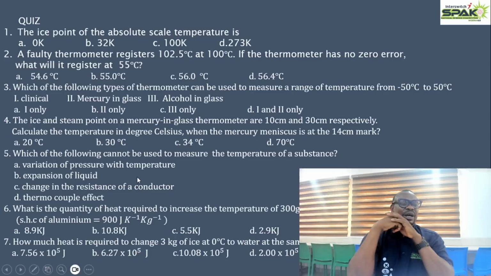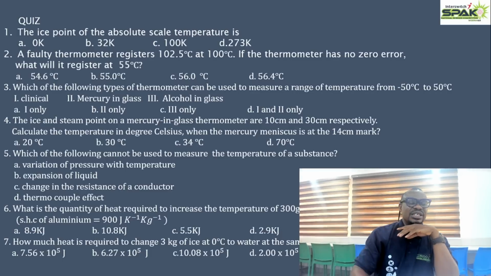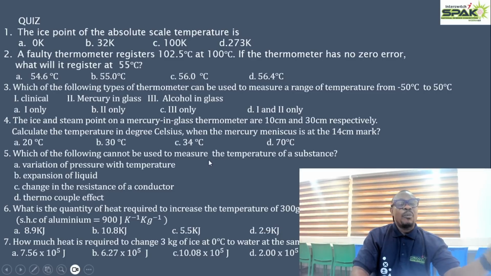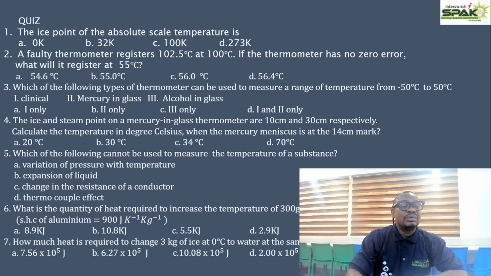All right, so number 5. What do we think that this answer should be for number 5? Somewhat tricky. You have to be very careful not to pick the wrong one. Number 5. Which of the following cannot be used to measure the temperature of a substance? Here we're talking about thermometric property. The first one, there's going to be variation of pressure when it comes to a constant volume gas thermometer. There's expansion of liquid when it comes to liquid in glass thermometer. So what about C? Change in the resistance of a conductor.